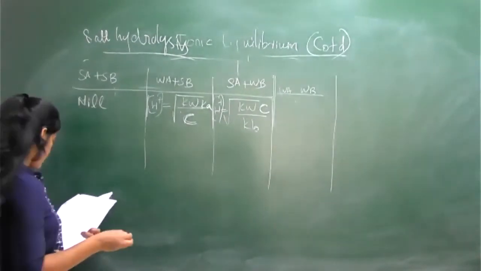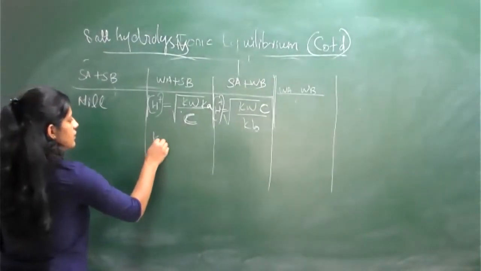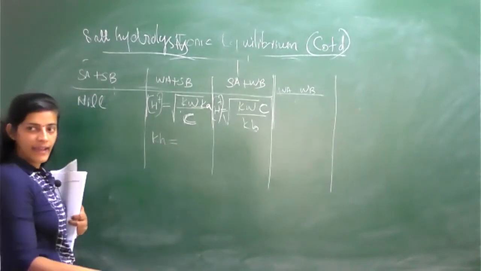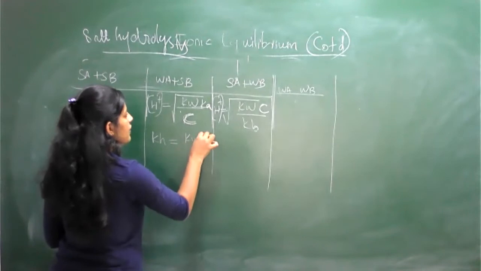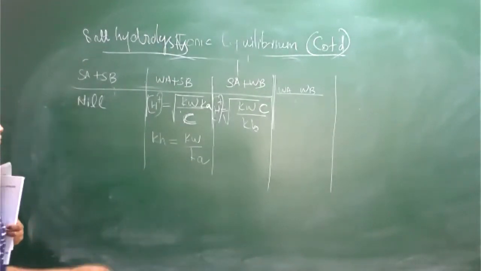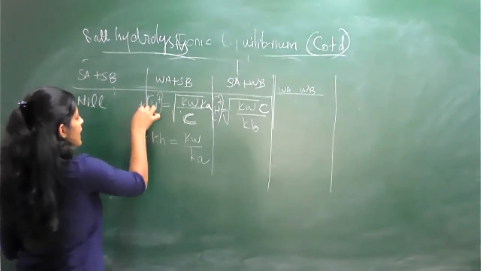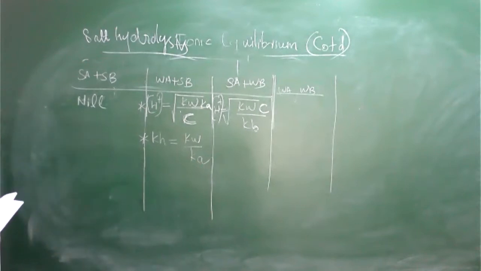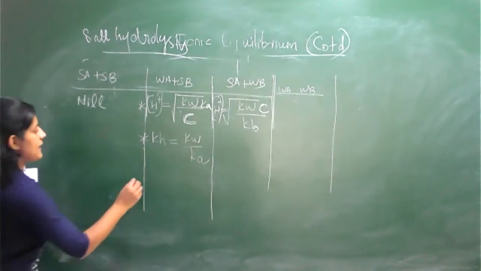Kh. Tell me Kh. Kh is equal to Kw divided by Ka. Okay. That equation you want to memorize. H plus ion concentration you want to memorize. Then H value. Tell me H.